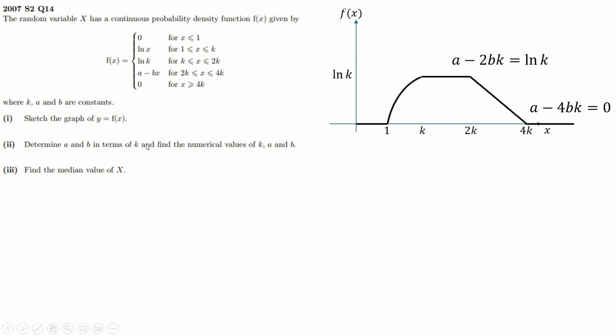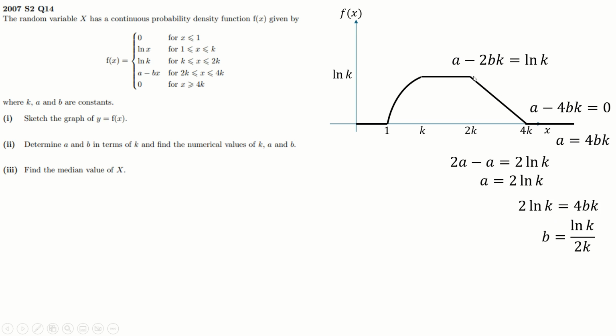And now it says determine a and b in terms of k. Well, I think we can just look at this to do that, right? If I rearrange this a little bit and then double this entire equation, I can put the 4bk into there to just make it an a. So I get a as this, and then I can put the a's into there and rearrange for b. You can also say that b is just this because b is the gradient of this line. So it's clearly just log k over 2k. So that would also work. It's also positive, I guess, because the negative is built into it as well.